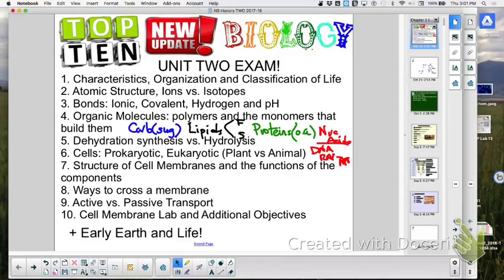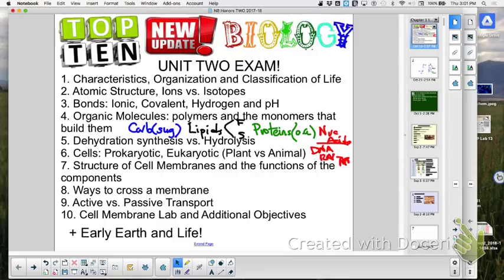Here we go. Channels. Channels, carriers, cell recognition, receptors, enzymatic, and junction. Okay? Then we already did ways to cross the membrane, right? Active versus passive. Active requires what? Energy. Passive does not.